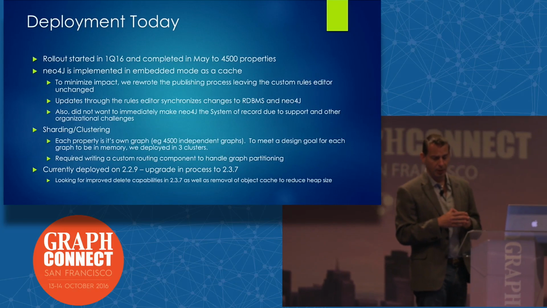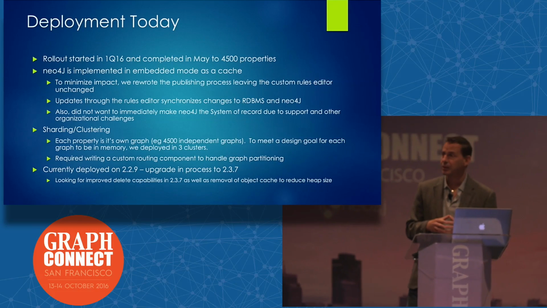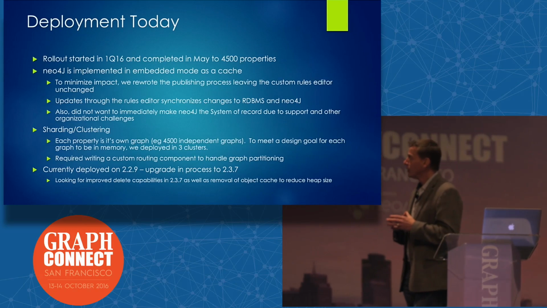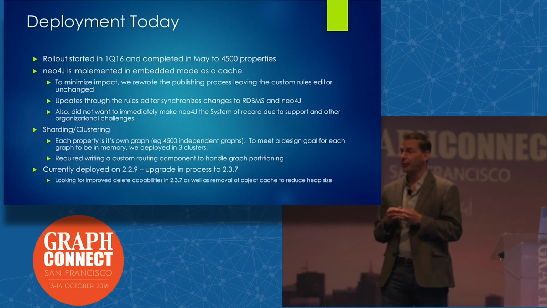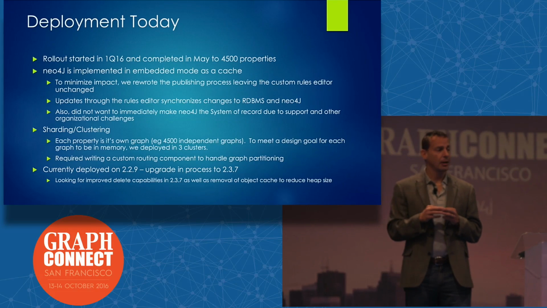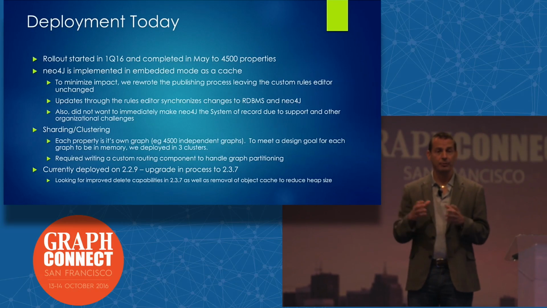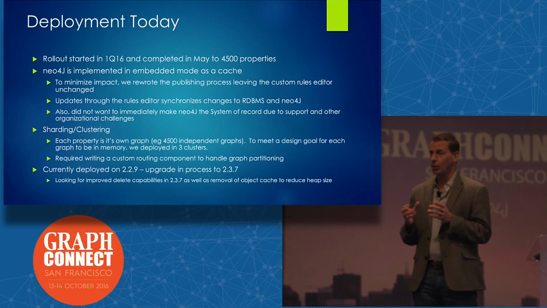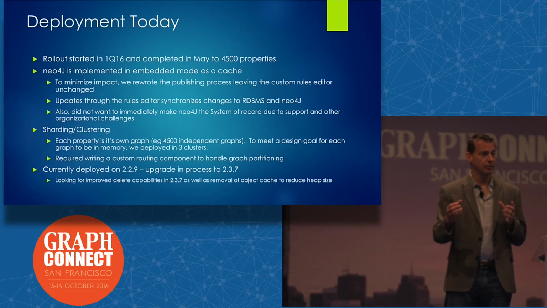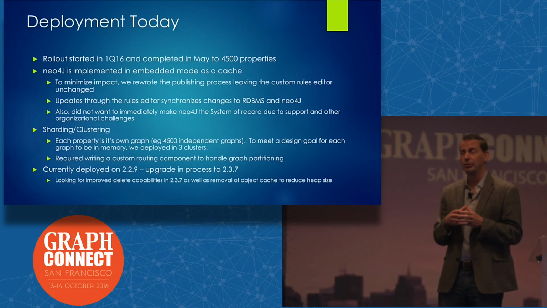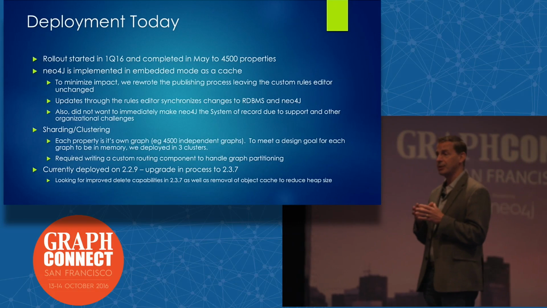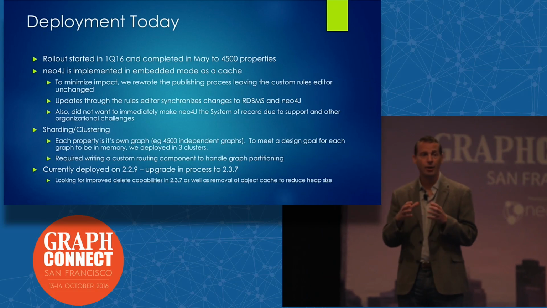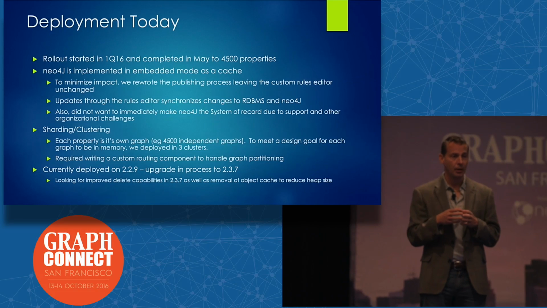One of the things that we had to develop ourselves: our graph is really 4,500 independent graphs. It is not one large graph. The pricing strategies are unique per property. So that presented an interesting question of how do we size and scale the solution. One of the things that we really wanted to do, in order to maintain performance and make this as fast as possible, was to have all of the graph data in memory.